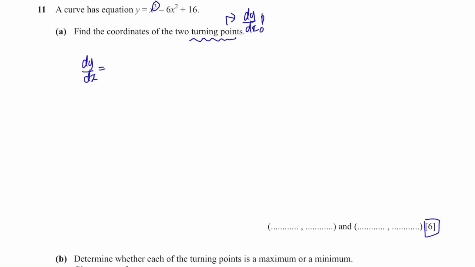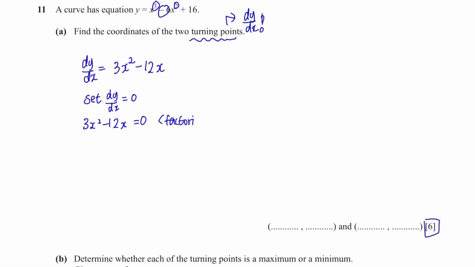X cubed, so multiply 3 with x, and minus 1 from the power, so 3x squared. Minus 6x squared, so multiply minus 6 with 2, and minus 1 from the power, so minus 12x. 16 doesn't have any x behind it, so it just disappears. Now, to find the turning points, you need to make the differentiated equation equal to 0. Set dy/dx equals 0.